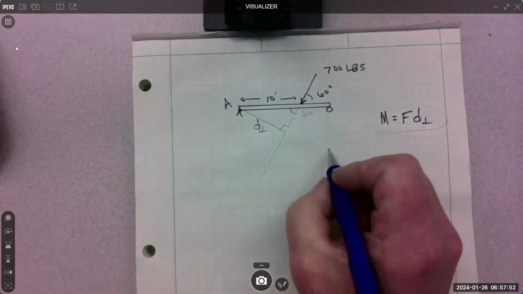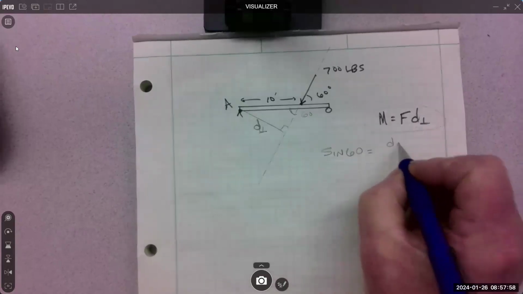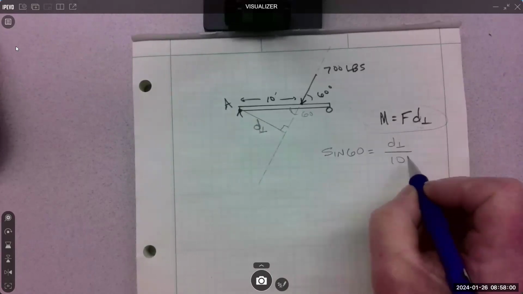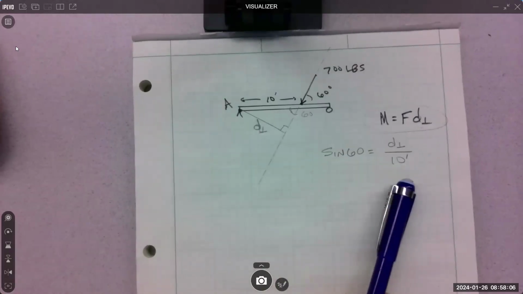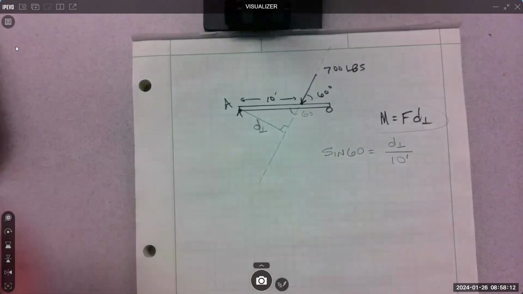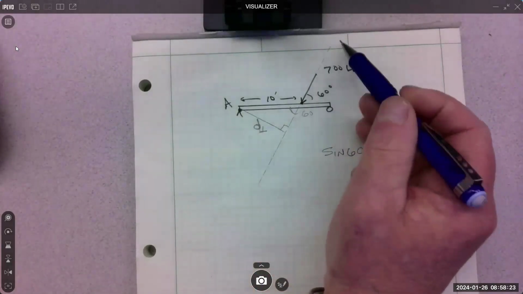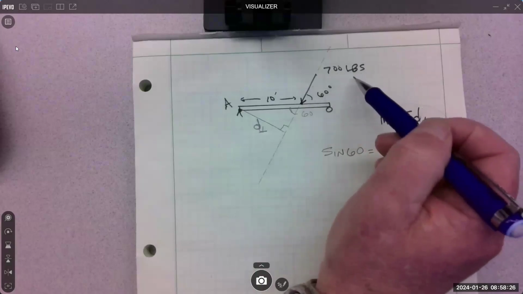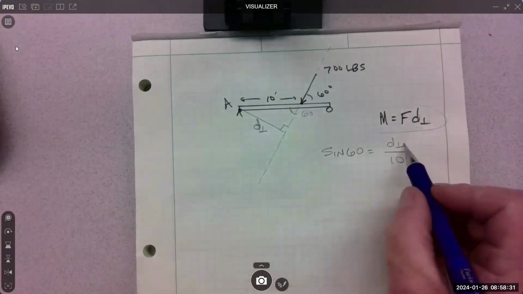So notice I'm working with distances, so I'm going to calculate a distance. Sometimes students get confused: sometimes he uses sine to get a distance, sometimes he uses sine to get a force. That's true. It depends on what triangle you're working with, and this is a distance triangle. I'm using the line of action of the force, but I'm not using the 700 pounds at all. I'm just trying to calculate the perpendicular distance.